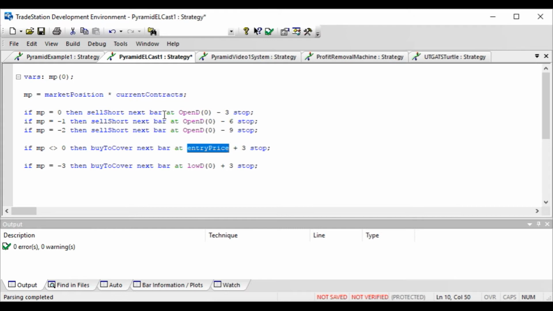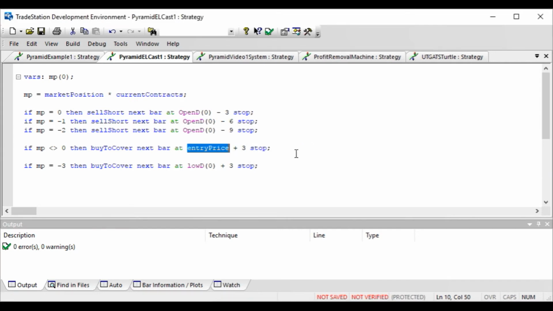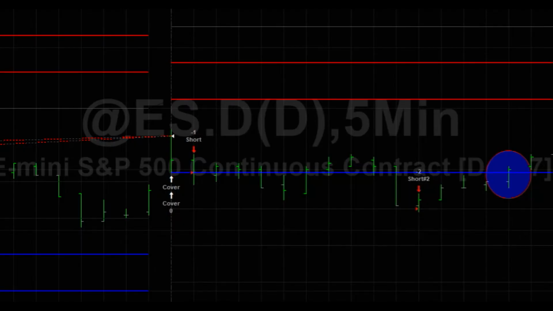So let's go ahead and make sure it compiles. And it does. So we're going to apply it to the chart and see what happens. Okay, here's a couple of trades where we applied the logic we have just programmed to see if it's working properly. And like I said, I didn't think it would, because the entry price doesn't maintain the last trade price. It basically remembers the original entry price or trade price.